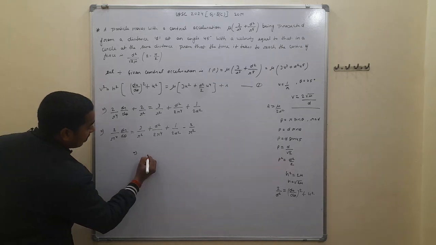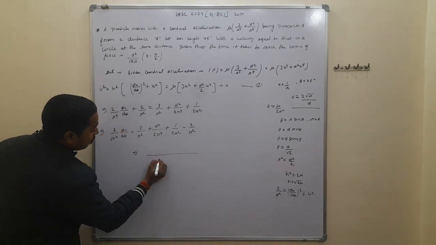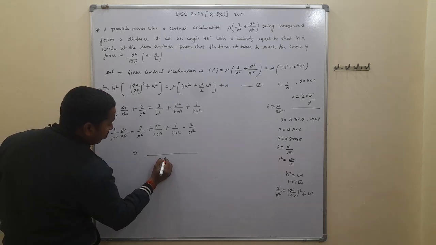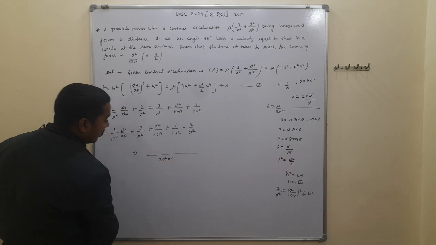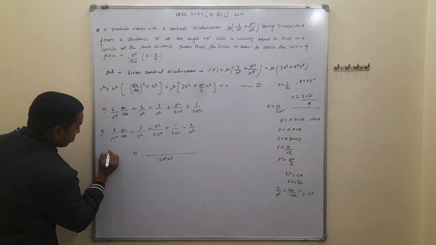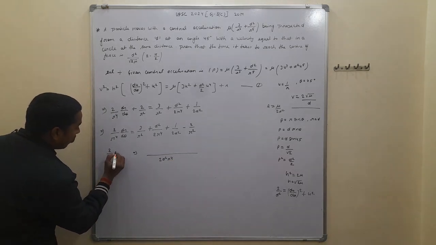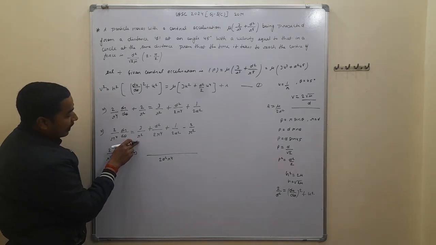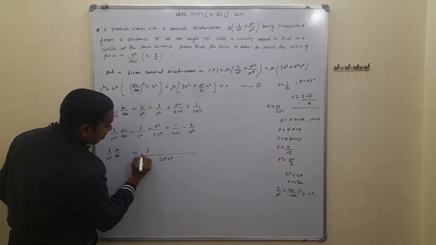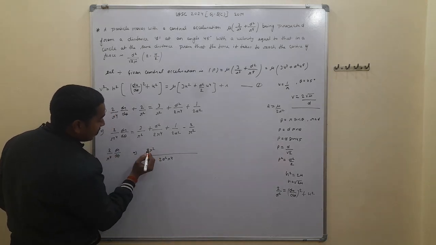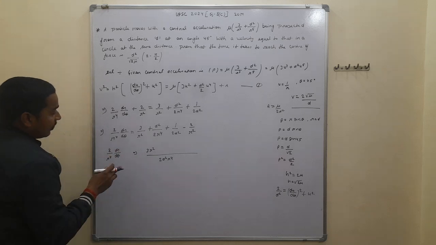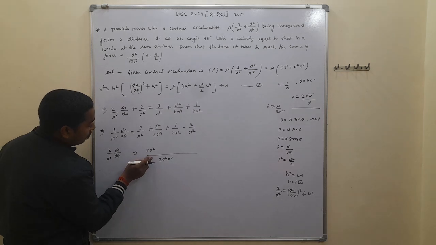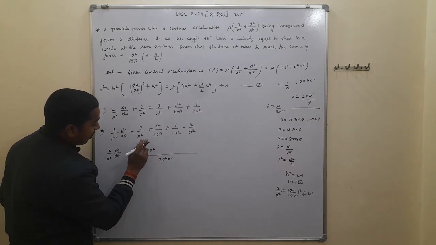Take the LCM here, that is 2 r to the power 2 d square r to the power 4 is the LCM, and here is 2 upon r to the power 4 dr upon d theta, and from here remaining is r square, that is we can write here 3r square and d square. Once again, here is r square, that is we can write 2 d square r square.